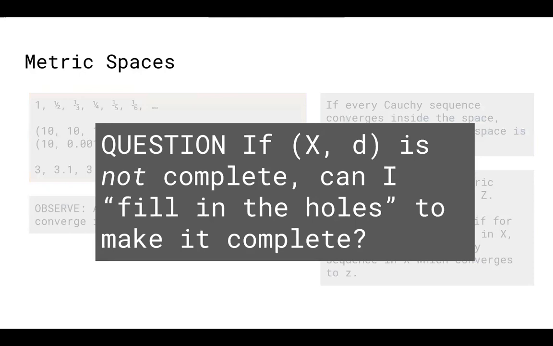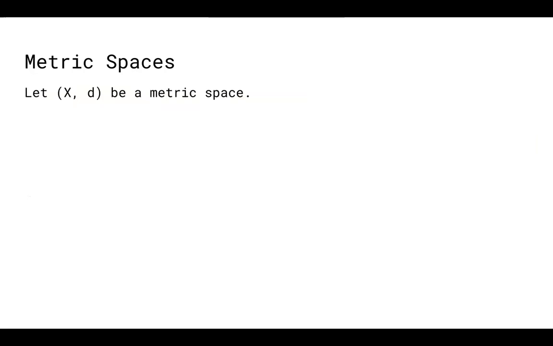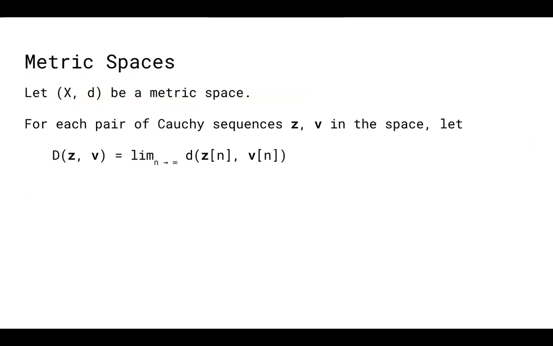If we have a metric space, how can we fill in the holes to make it complete? Let X be a space with the metric D, so (X, D) is a metric space. For each pair of Cauchy sequences, let Z and V be Cauchy sequences, I'm going to let capital D be a function that returns the limit of the distance between their nth elements as n goes to infinity. So it's essentially giving us a notion of the distance between their limit points, or between where they converge.